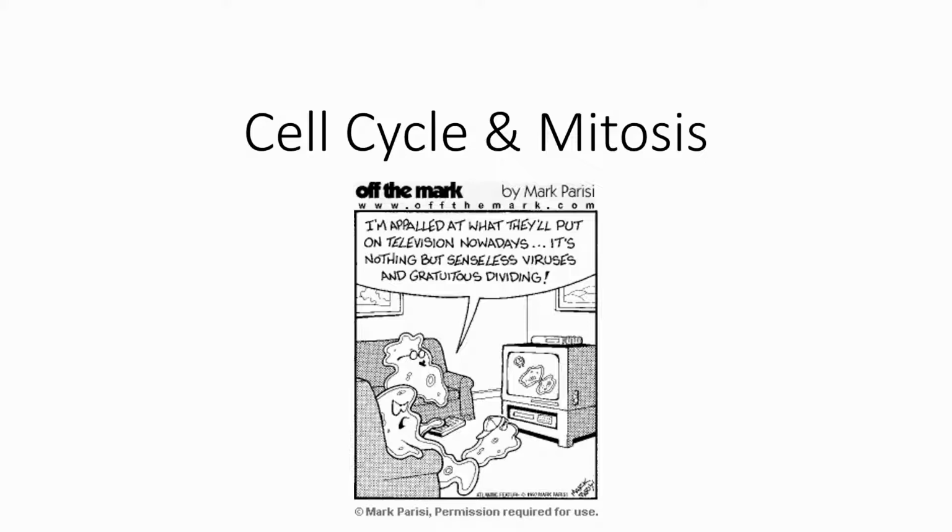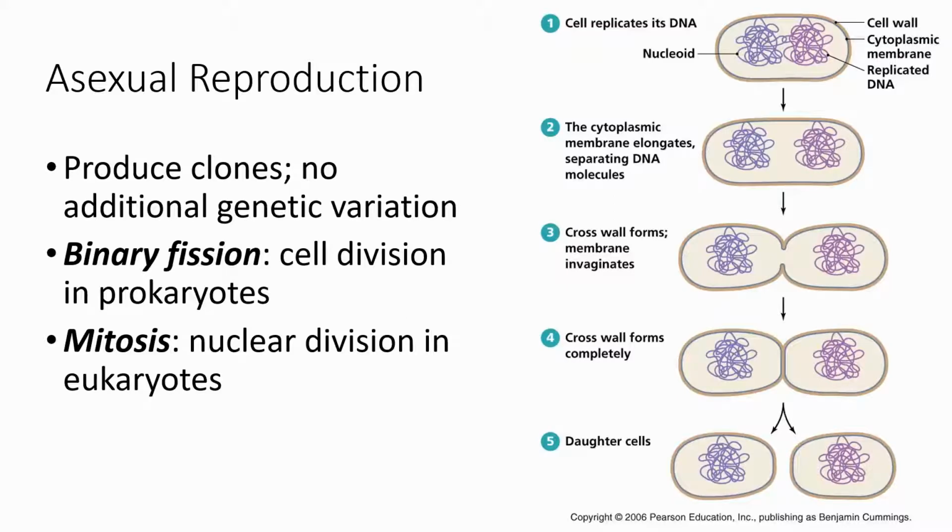We're going to talk about cell division now and the cell cycle. So very quickly, before we get into the more complex bits of the cell cycle that are involved in eukaryotic cell reproduction, let's talk about asexual reproduction real quick. So asexual reproduction of cells produces genetic clones.